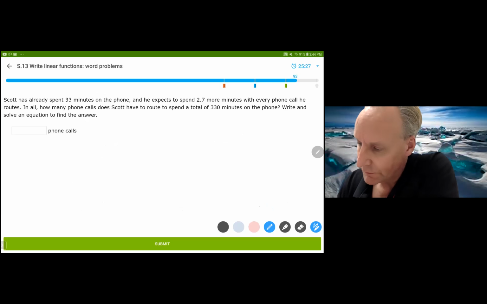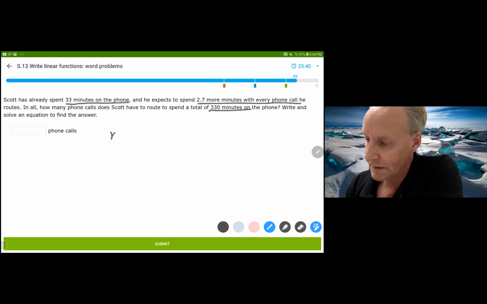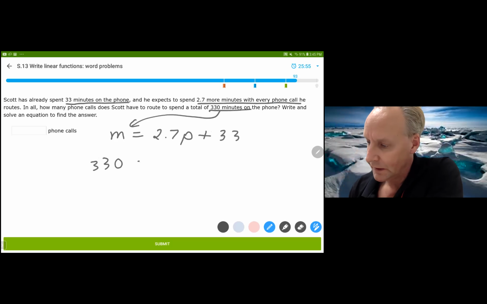All right, Scott has already spent 33 minutes on the phone, and he expects to spend 2.7 more minutes with every phone call. In all, how many phone calls to spend his 330 minutes? So his minutes is equal to 2.7 for each phone call he makes. Don't blame him. I don't like to spend a lot of time on the phone either. Plus his original 33. And we want to spend up his 330 minutes on Grandma's phone.